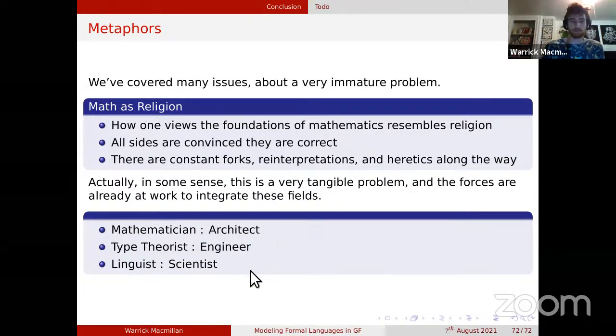And then the real question is, where does the linguist lie in this from the GF subset linguist perspective? So maybe the linguist is the scientist who is there to look at empirical data and hopefully feed both the type theorist and the mathematician some interesting perspectives that they can use to inform what they do going forward. So I'll leave it at that.